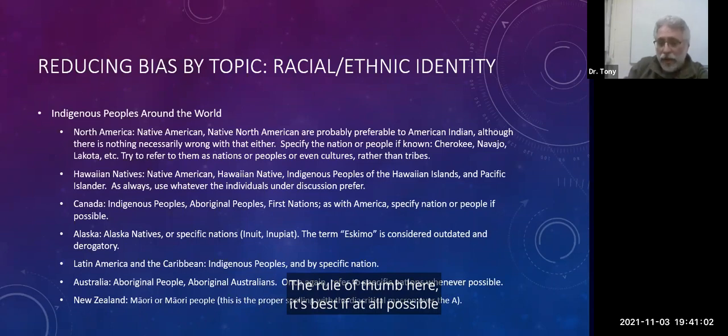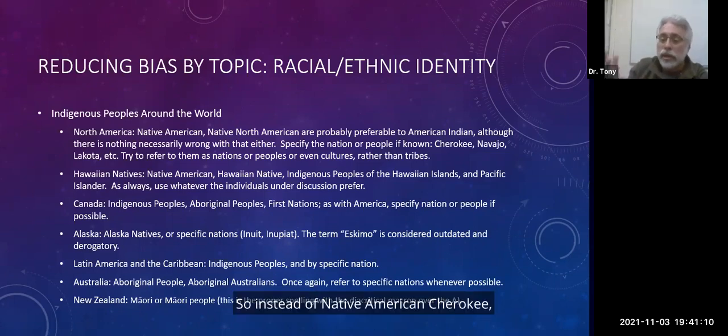The rule of thumb here: it's best, if at all possible, to refer to the specific nation. So instead of Native American, Cherokee, Navajo, Lakota, etc.